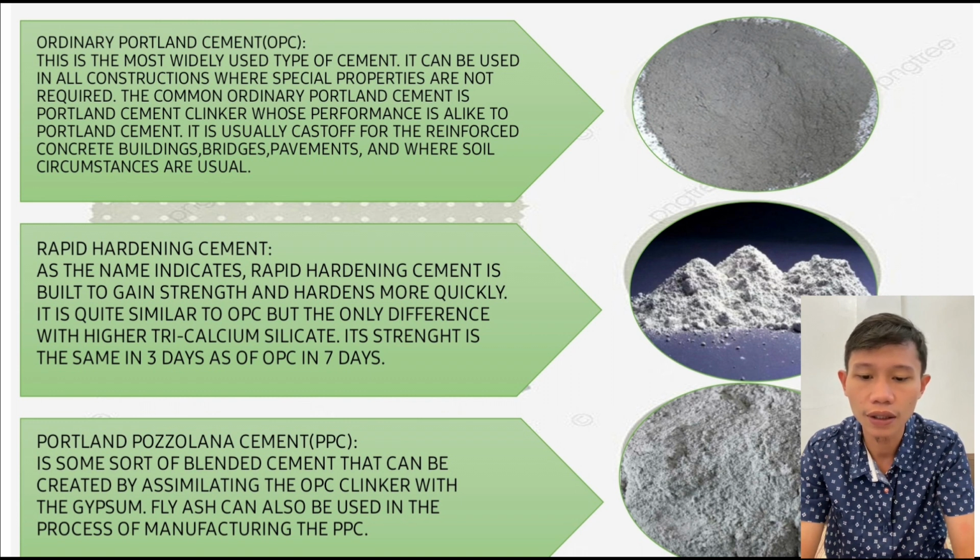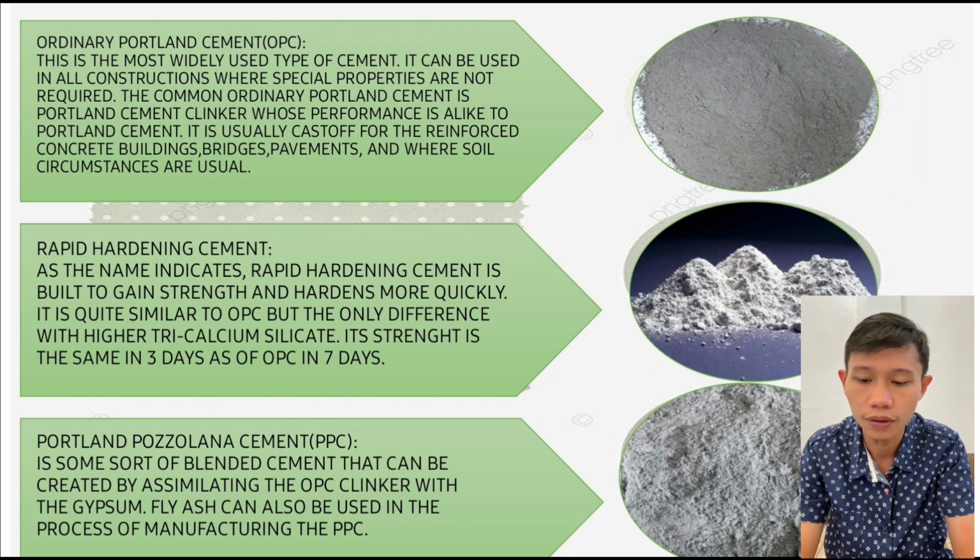As the name indicates, rapid hardening cement is built to gain strength and harden more quickly. Its strength in 3 days is the same as that of OPC in 7 days. RHC is used for road or highway construction for early strengthening so that the roads or highways can be available early. In cold weather countries, RHC is used because it has a high heat emission rate and develops high early strength.